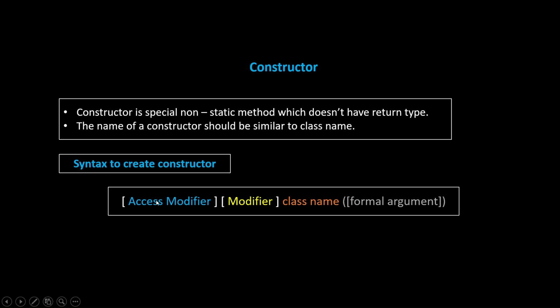The access modifier gives access to your constructor, whatever type of access you want. Public, default, private, whatever you want. That four types of access modifier are there. You can provide one of them. Modifier is like static, non-static type of things. So let's come to the next page.